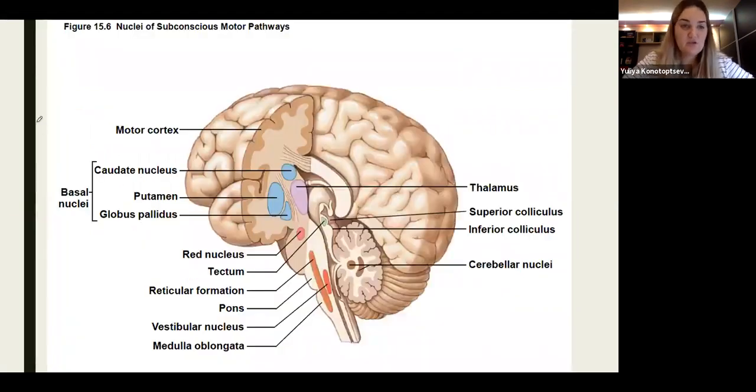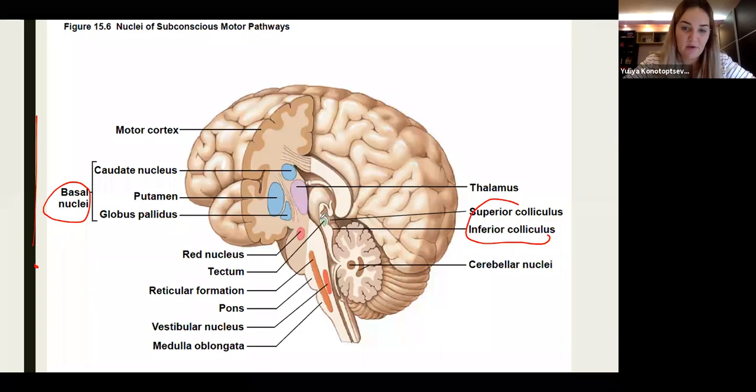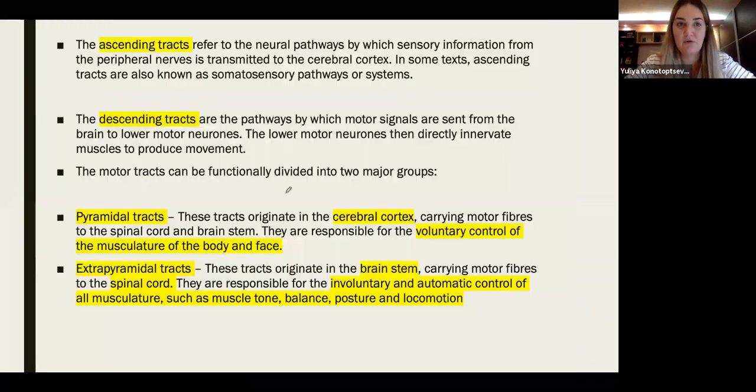Okay, this picture is for you, so you can start getting used to it. Spend some time on this picture. These are all the nuclei that are present in the brain. We have the basal ganglia, we have thalamus. Take a look at the colliculi, superior, inferior. You can see they're right next to the tectal area, red nucleus, pons, vestibular, cerebellum. So get used to this picture, because we will talk about them later.